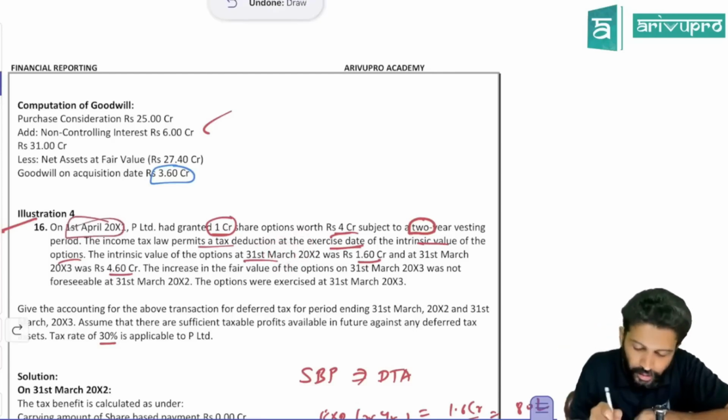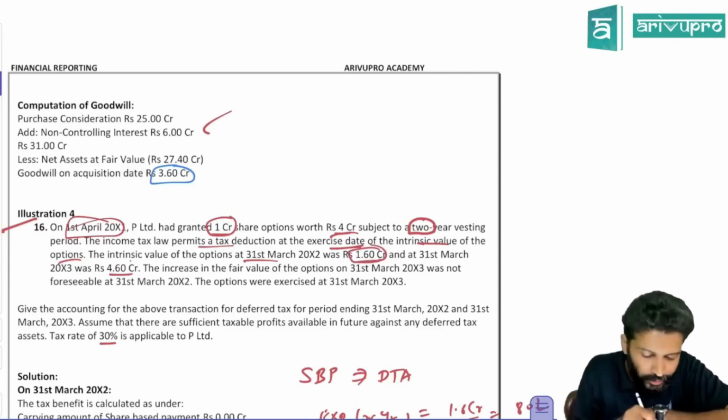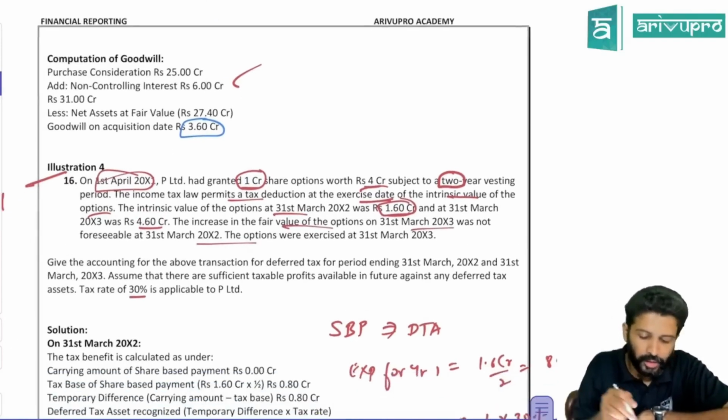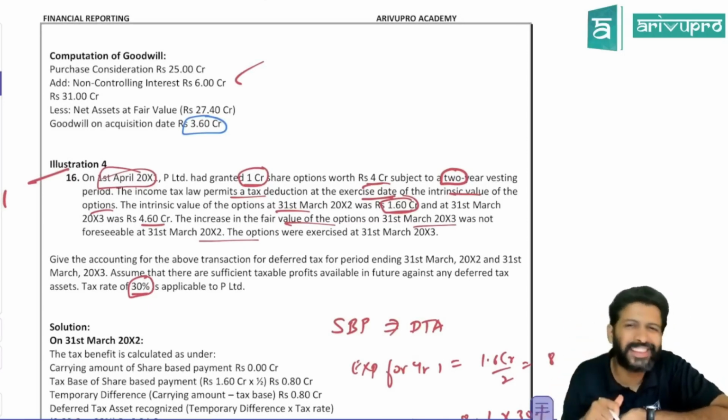At the end of first year, the intrinsic value of the option is 1.6 crores. And at 31st March 20x3, it is 4.6 crores. The increase in fair value of the option was not feasible. So the tax rate is 30%. You need to calculate DTA, DTL. You know that you have to create DTA.